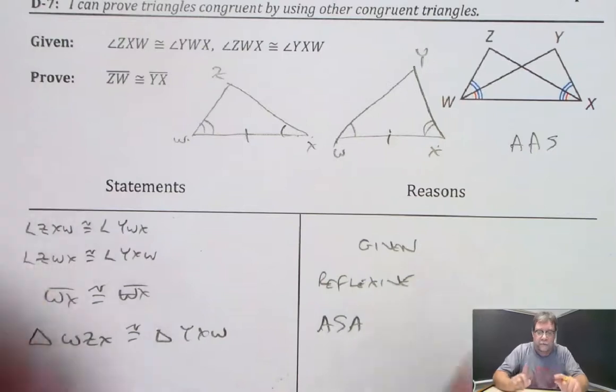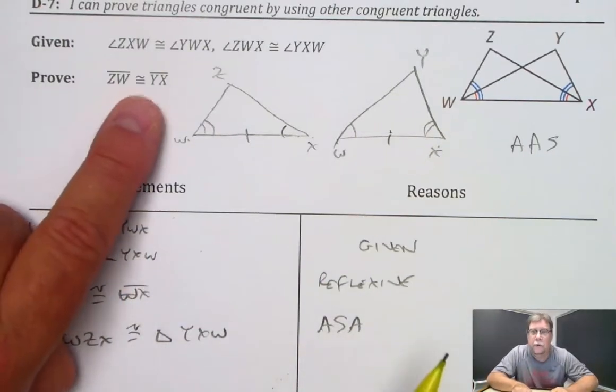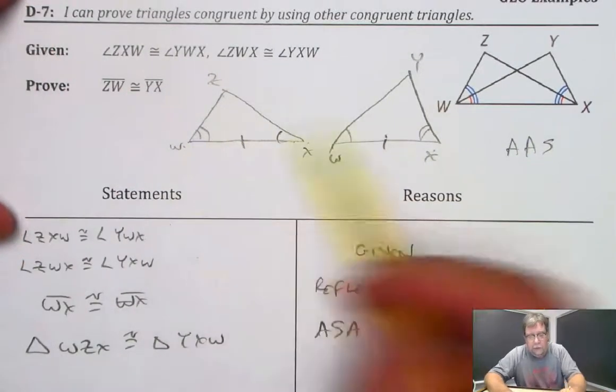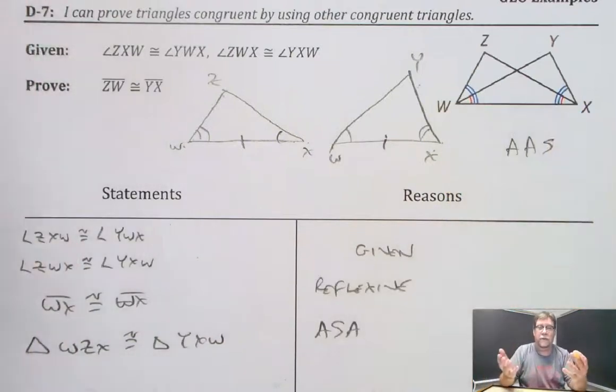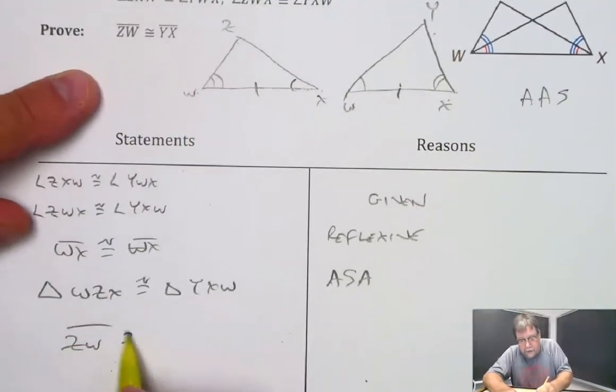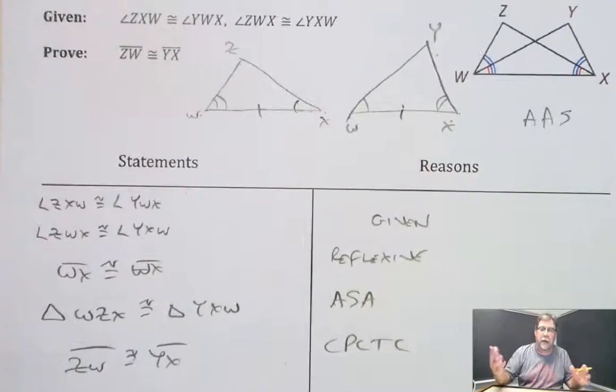But that's not the proof. The proof is not to ask if the triangles are congruent. It's to find out if ZW could be proven to be congruent to YX. So could ZW be congruent to YX? Well, we've got 2 triangles congruent now. So all 6 corresponding sides and corresponding angles, 3 and 3, are congruent. So now I automatically get ZW is congruent to YX. And the reason is CPCTC. And there's a look at that particular proof.